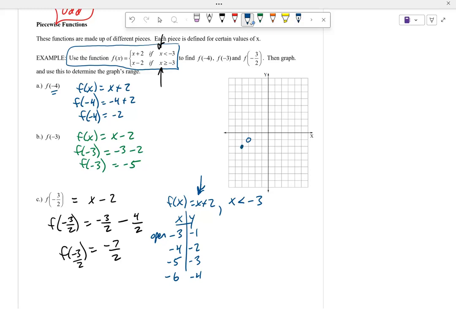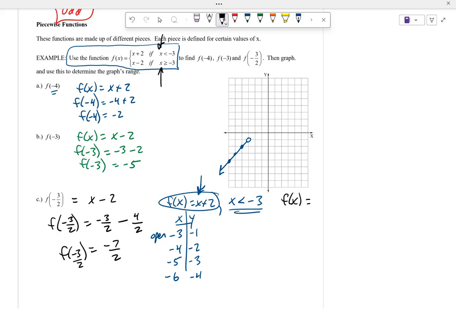Negative 4, negative 2, I'm going to close that. Negative 5, negative 3, I'm going to close that. Negative 6, negative 4. So it's all these values that are less than negative 3. Right? So I'm going to connect the dots. We're graphing the line y equals x plus 2, but only where it is less than negative 3. And then I'm going to go to the next one.